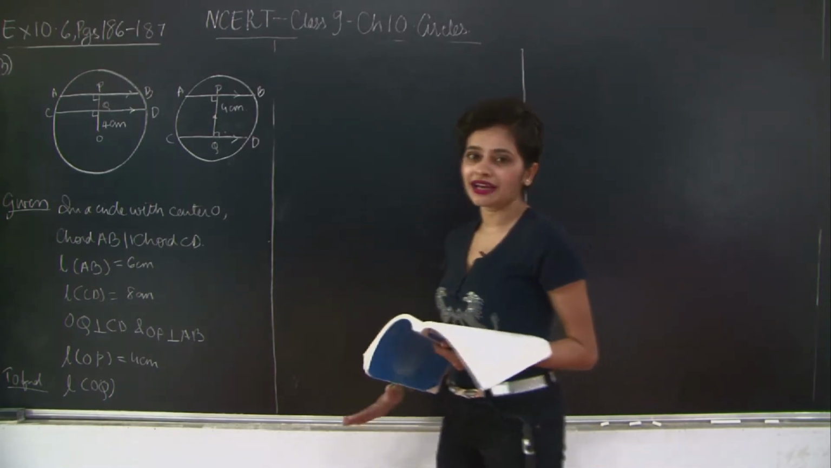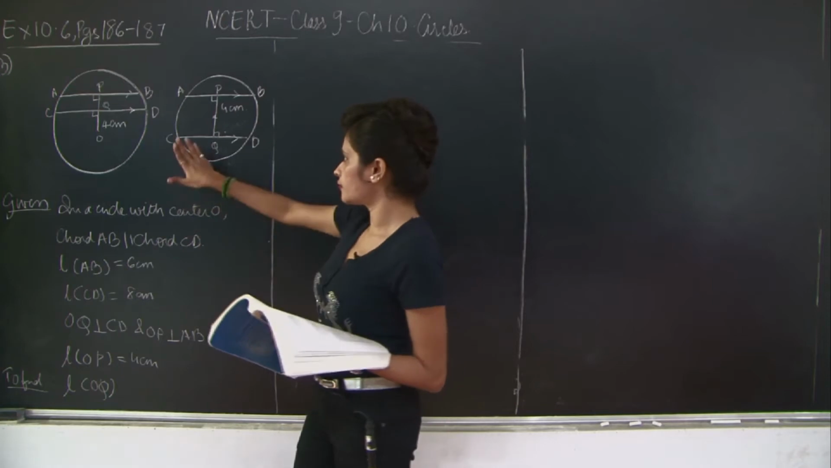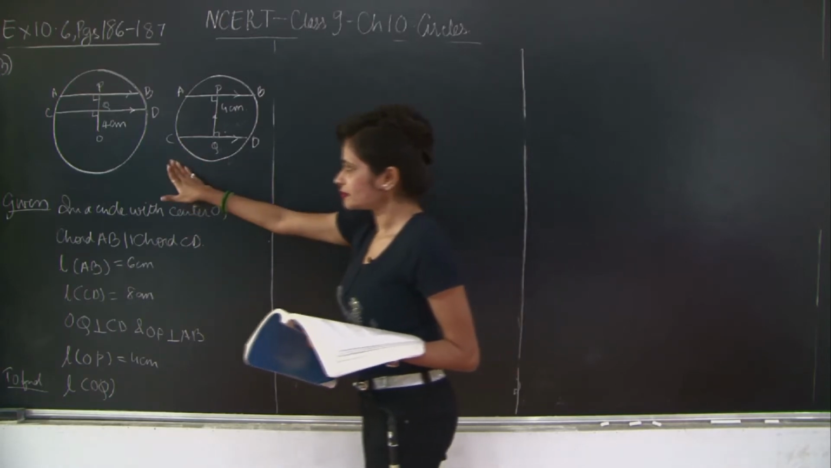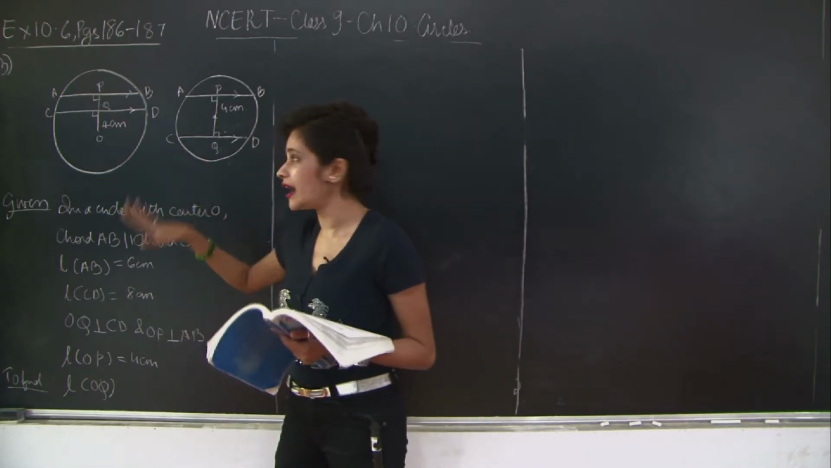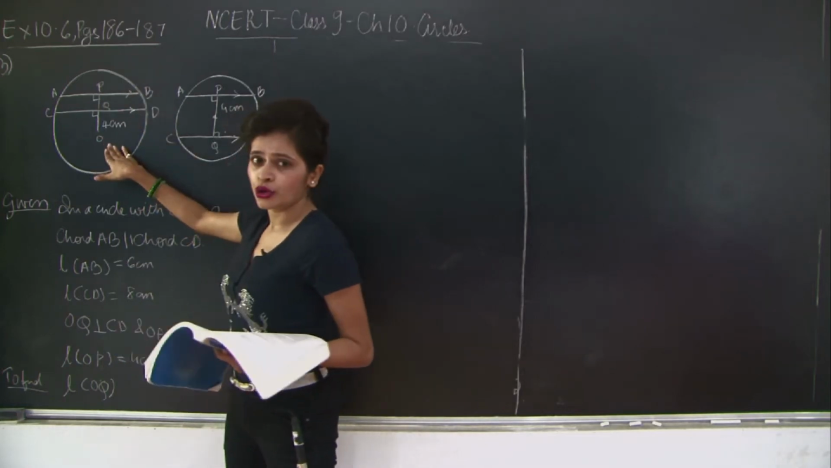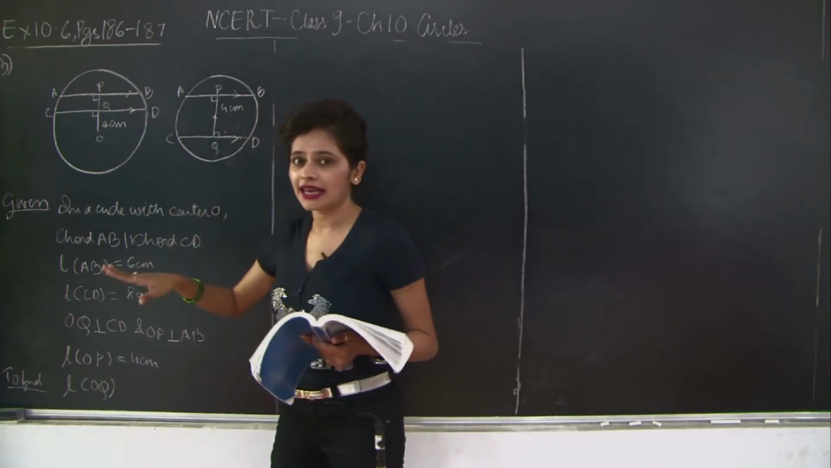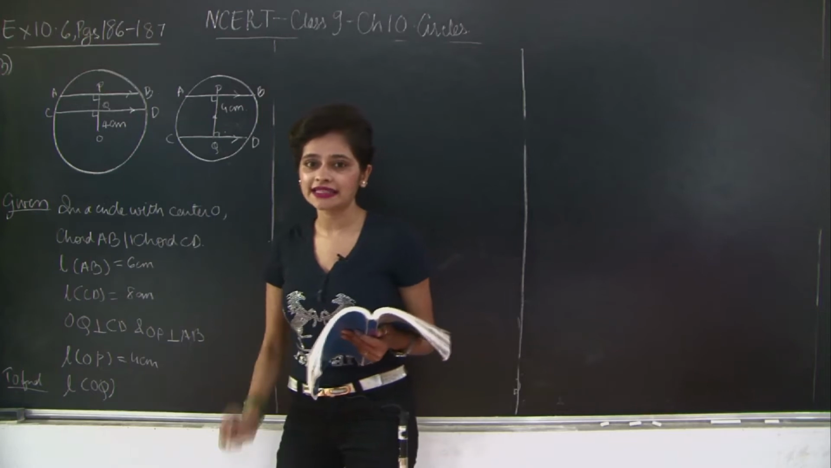So here we have a circle. For now, ignore this. Just try and understand this figure. You have a circle with center O. You have two chords, one with length 6 centimeters and one with length 8 centimeters.